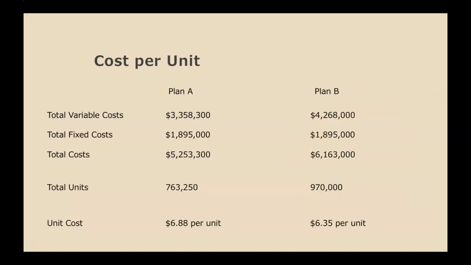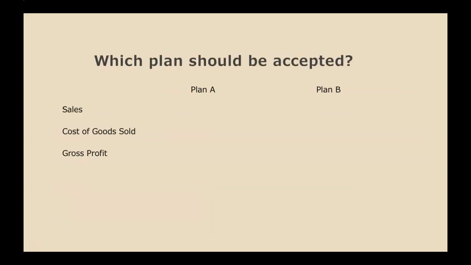So let's compare these two. Because we have more units that we need to produce, Plan B has the higher total cost and the higher total variable cost. However, Plan B has the lower unit cost. So we'll keep that in mind as we move ahead to make our decision, right? Which plan should be accepted?